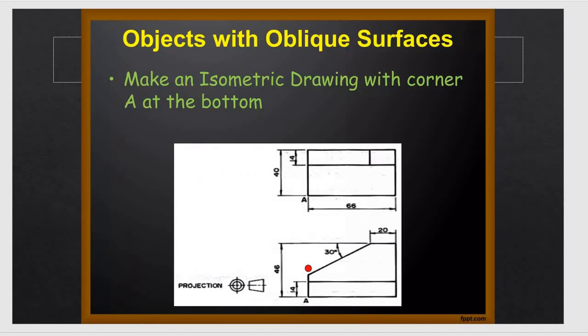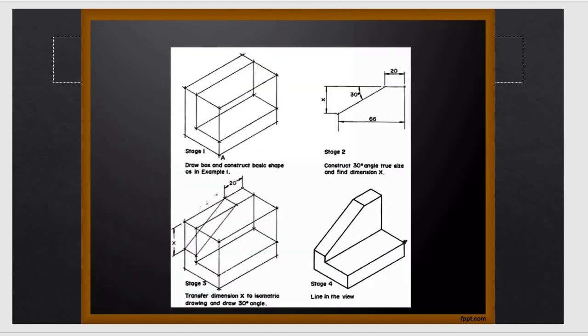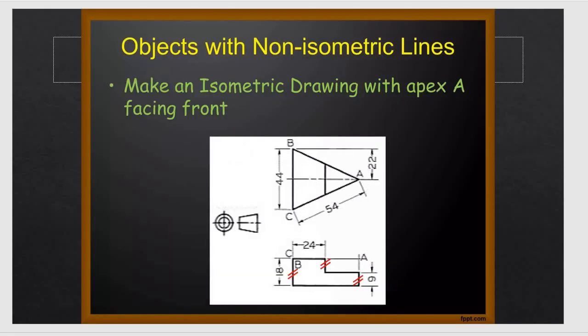Another example is a surface with some modification. It is represented as a first angle projection. In the isometric diagram, we draw the baseline at 30 degrees. This is another object with a non-isometric line. Previously we saw the isometric line; this is a non-isometric line.